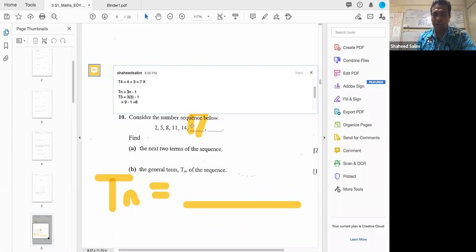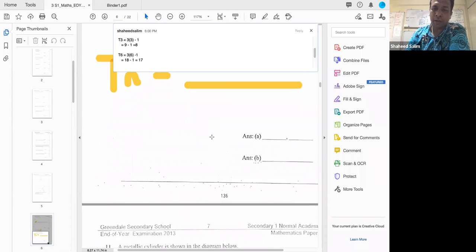Now we do the next one. Let's say 17 is the what term? 1, 2, 3, 4, 5, 6 term. So let's try T6. T6 is again 3n, n is 6, minus 1. 3 times 6, 18. 18 minus 1 equals to 17, correct? You have just found the formula.